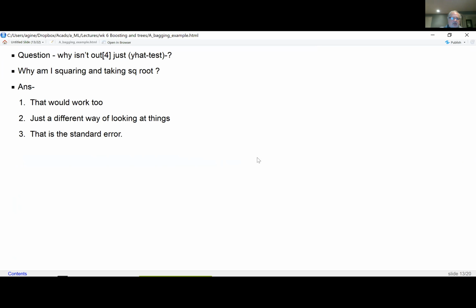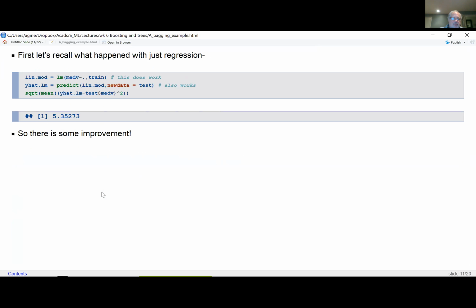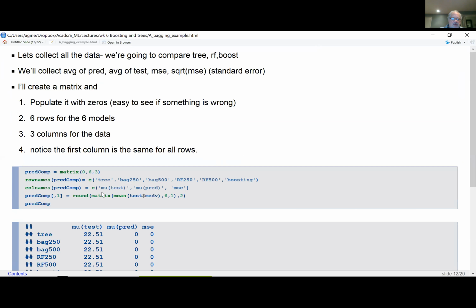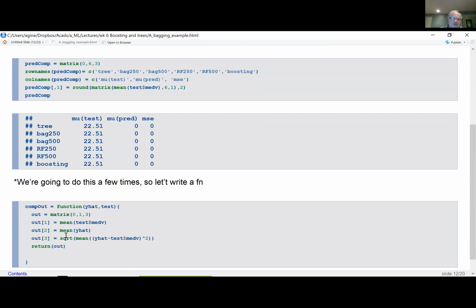Right. Okay, so this didn't correct. It should be what is out of 3. And the question is, why isn't out of 3 just y hat minus test? I will show you that. Okay, out of 3 was the square root of the mean of y hat minus the test, the prediction versus the actual value. You subtract them, square them, take the average, and then take the square root.